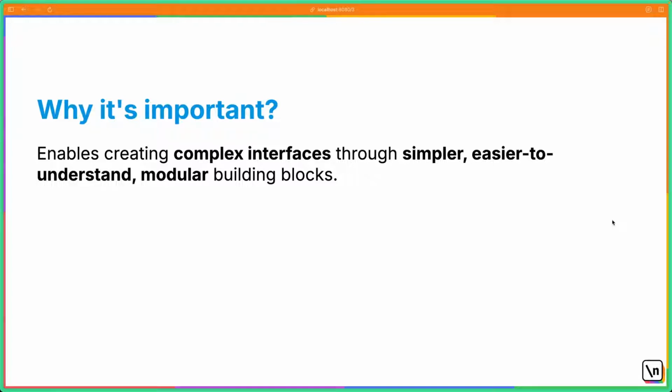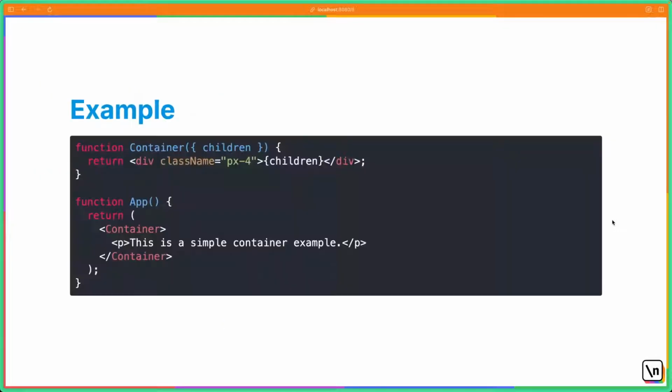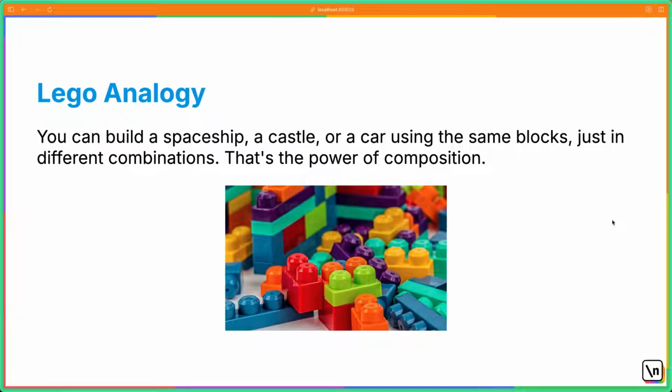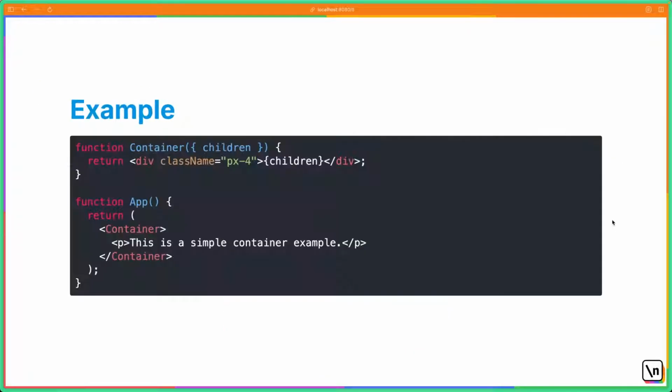Because it enables us to create complex interfaces through simpler, easier to understand modular building blocks. The best analogy of composition is Legos. You can build a spaceship, a castle, or a car using pretty much the same blocks, just in different combinations. That's the power of composition. React allows you to compose components using props, children, and hooks. In the next lesson, we'll explore these concepts, but here is a straightforward, very simple composition example.